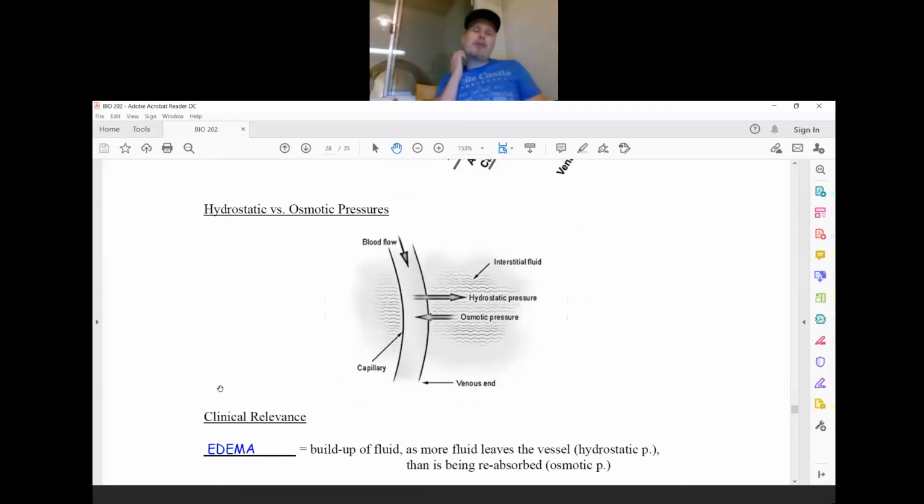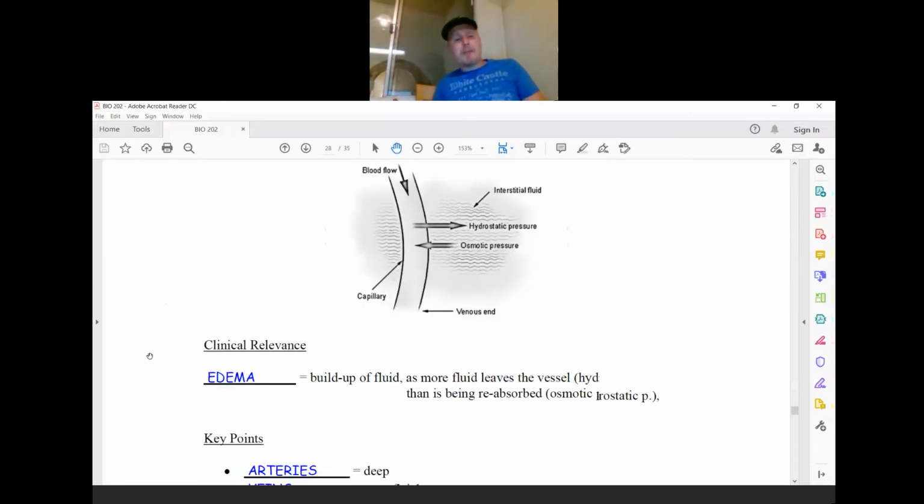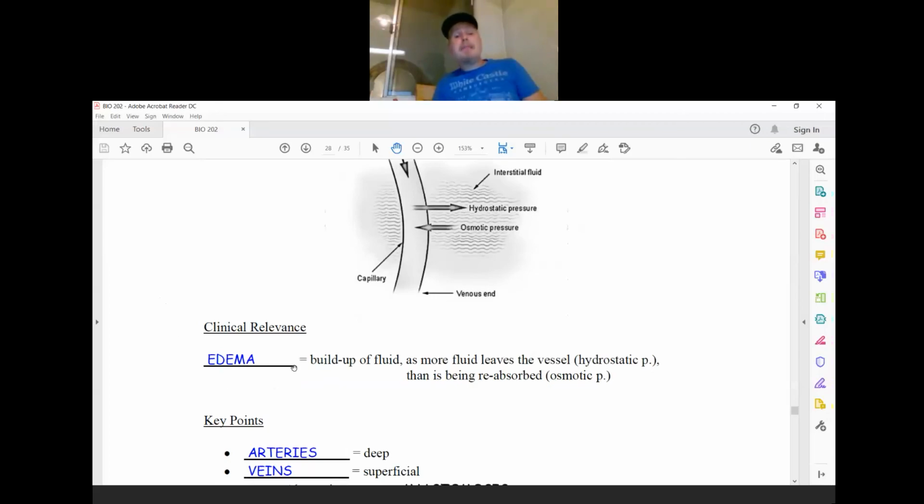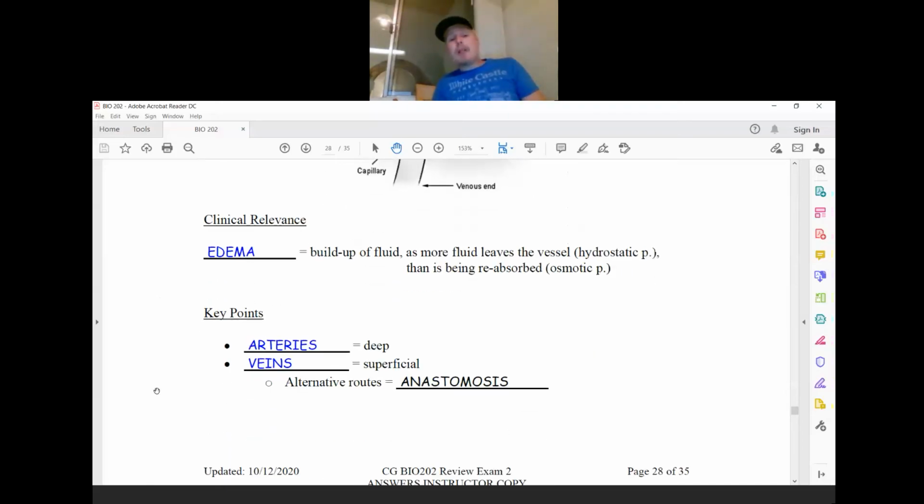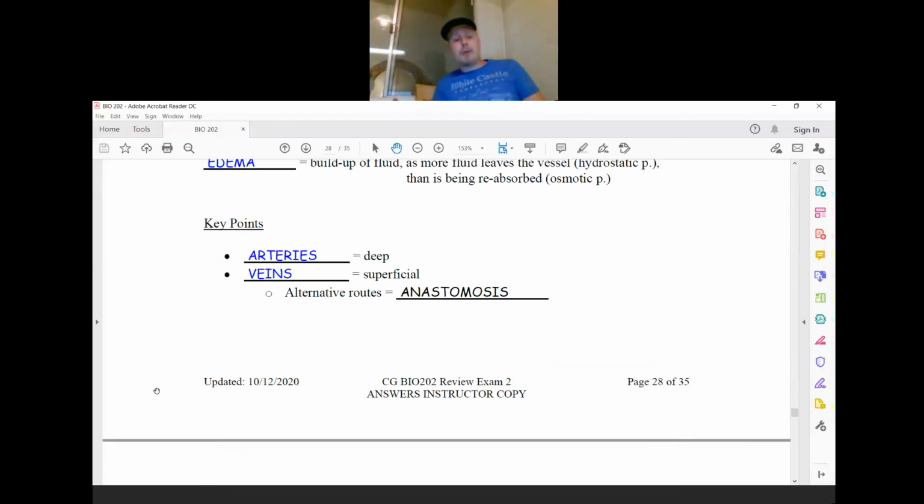You remember there were two forces working on the blood vessels, our hydrostatic and osmotic pressure, and we had a look at those also more when we started to talk about the lymphatic system. Clinical relevance is edema, if you have a buildup of fluid when the hydrostatic and osmotic pressures are not balanced. So when we end up with extra fluid outside the blood vessels. Key points really to take away is that arteries run deep, veins are more superficial. We have alternative routes on the veins. These were known as anastomoses.